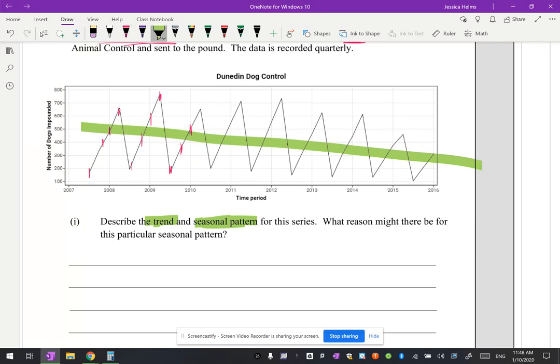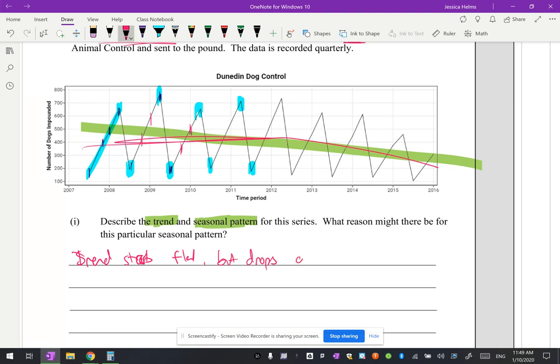Seasonal pattern is talking more about the ups and downs. So it's going up at this time of year and then down at this time of year. So what are they? And are they the same? The first thing you could have said is that the trend starts flat, so it's kind of going along and then it starts dropping off after, what's that, around about 2012 to 2013.